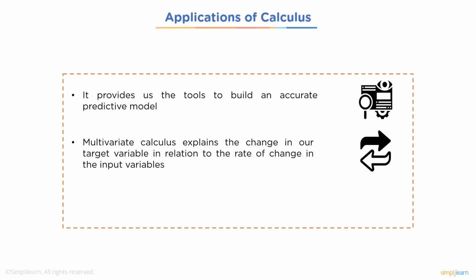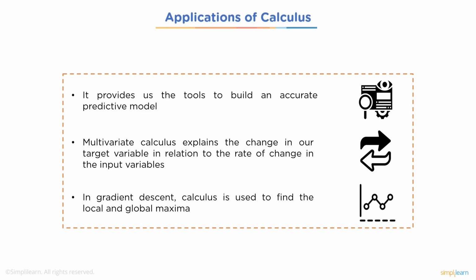Multivariate calculus explains the change in our target variable in relation to the rate of change in the input variables. So there's our multiple variables going in there. If one variable is changing, how does it affect the other variable? And then in gradient descent, calculus is used to find the local and global minima. And this is really big. We're actually going to have a whole section here on gradient descent because, I talked about neural networks and how you can see how the different layers go in there, but gradient descent is one of the most key things for trying to guess the best answer to something.